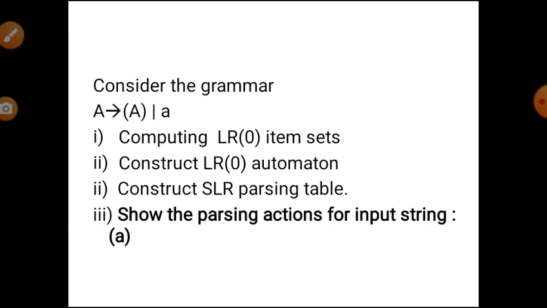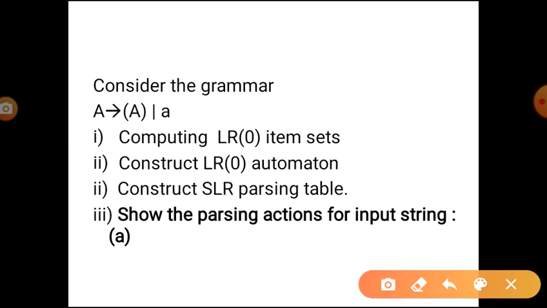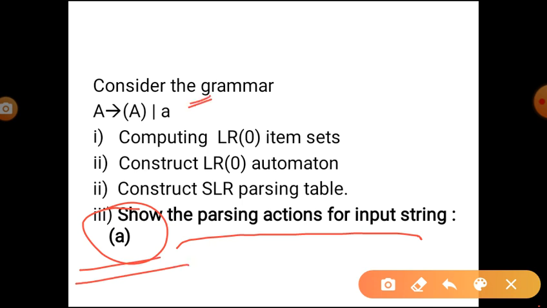Now let me explain the last part of this problem, how the parser performs various actions: shift, reduce, accept, or invalid. Here we are given the input string, that is a. Actually this is a valid string according to this grammar, and the parser has to say that it is valid. How does the parser conclude that this is valid? That's what we are going to consider.